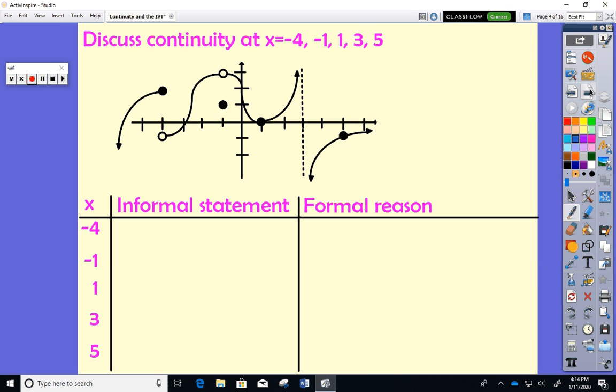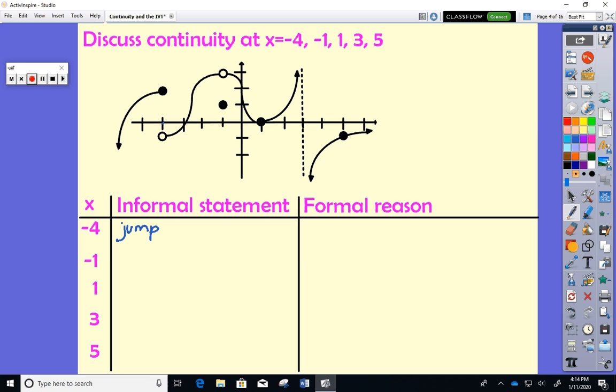All right, so we've talked about this whole informal, formal thing. Why don't we go through and talk informal first? So do you see at x equals -4? x equals -4 is right here on the number line. What kind of discontinuity do we have right there? Well, I just answered by accident. It's a jump. So we'll say there is a jump discontinuity, and I'm just going to leave it at that for my informal statement.